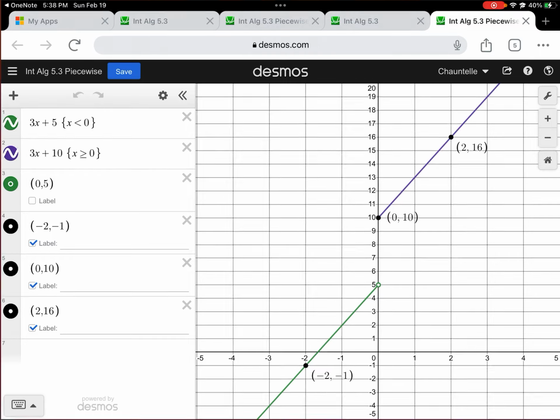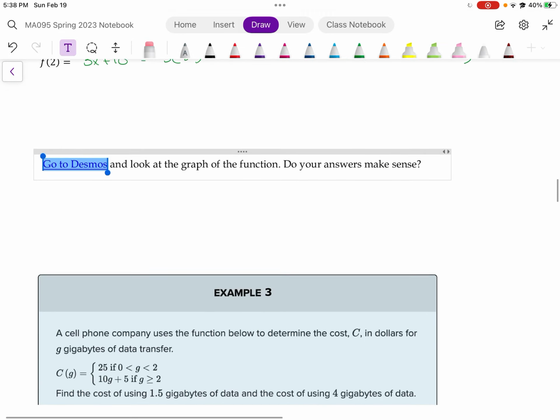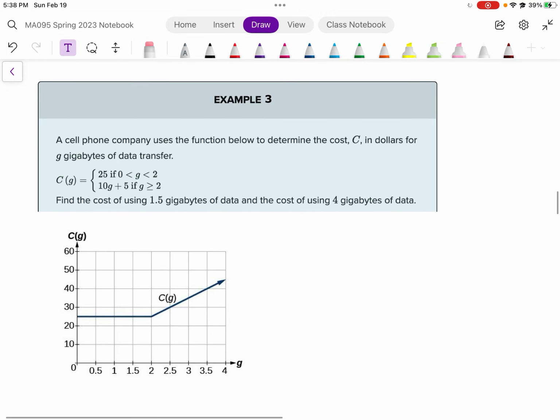Okay, so going back where we were. Move back down. Now we're going to look at something. This is a real world problem. A cell phone company uses this function below to determine the cost for gigabytes of data transfer.